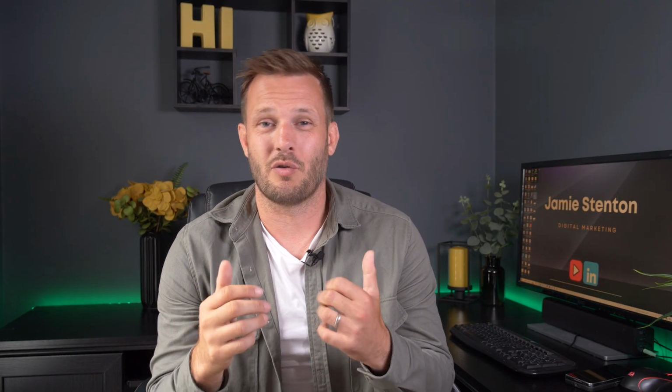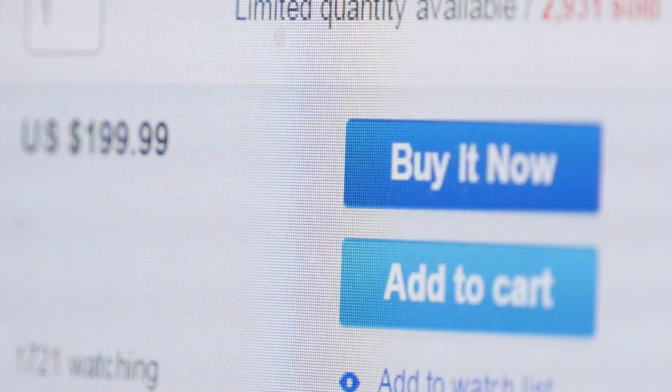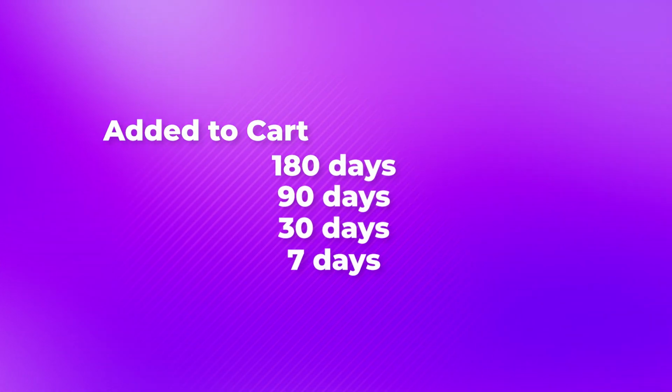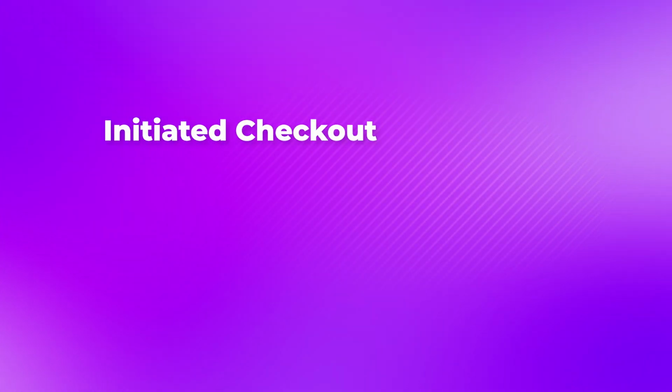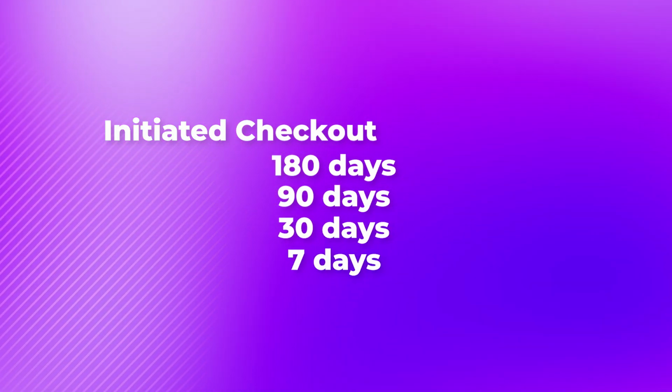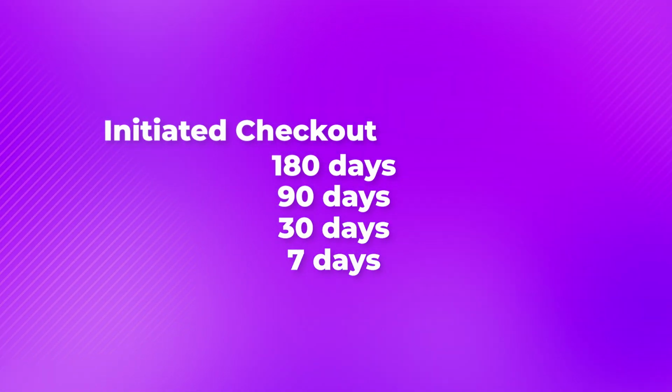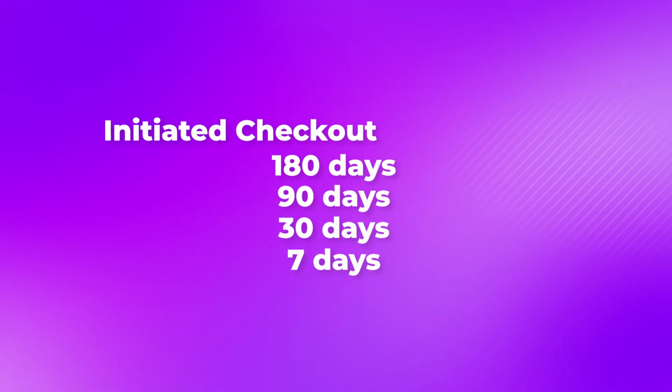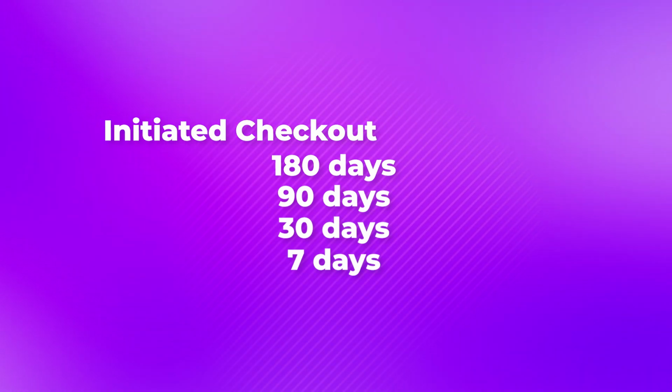Then we're going to do the same thing for other key events on the website. So if you're doing sales, that's add to cart and initiate checkout. So you want to be creating an audience for everybody who has added to cart in the last 180, 90, 30, and 7 days, and another custom audience for everybody who's initiated your checkout in the last 180 days, the last 90 days, the last 30 days, and the last 7 days, because that gives you a lot of flexibility with exactly who you want to get your ads in front of at the right time.